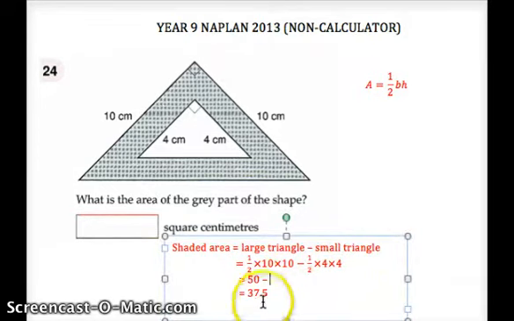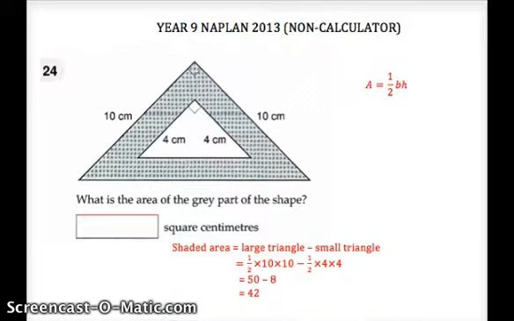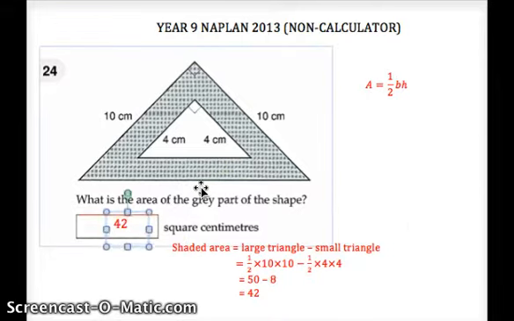which is, so we'll work those out now, so a half of 10 times 10, so a half of 10 is 5, 5 times 10 is 50, and with the small triangle, a half of 4 is 2, and 2 times 4 is 8. The other way you can do it is 4 times 4 is 16, and a half of 16 is 8. And so therefore, the shaded area will be 50 minus 8, which is 42. So we'll just put that answer there in the box. It's 42 square centimetres. And that's question 24.